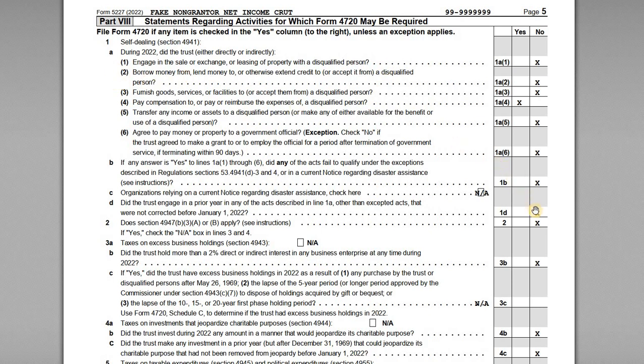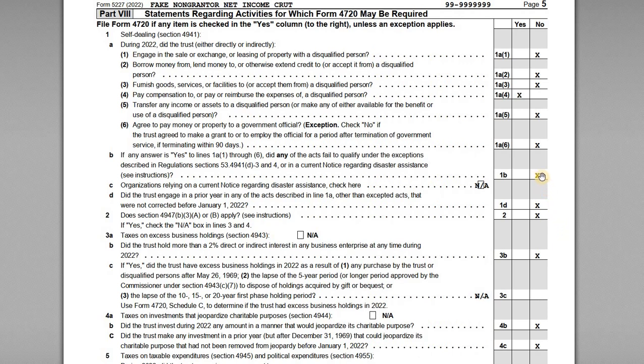So, as we highlighted on the slides, often it is the case that you will be answering yes to question 1A4, right? So compensation to or pay or reimburse expenses of a disqualified person, normally yes, right? So you answer yes because it's a payment to a trustee. Trustees count as disqualified persons. But then we also meet the exception in line 1B, right? If you answer yes to any of these, did any of the acts fail to qualify under the exceptions? And the answer is no, right?